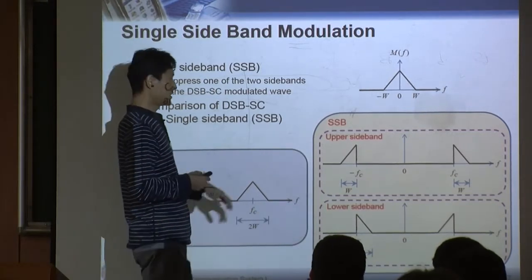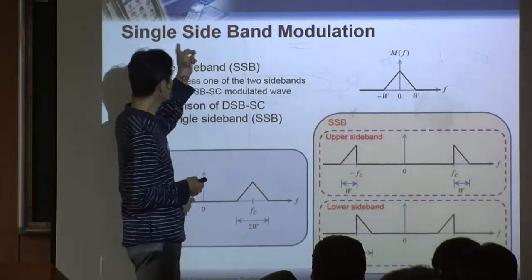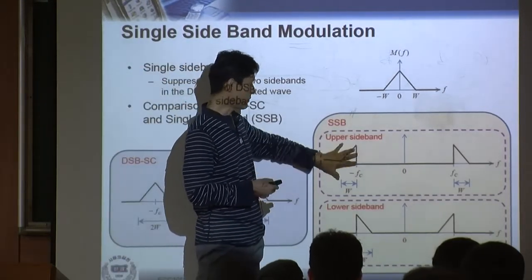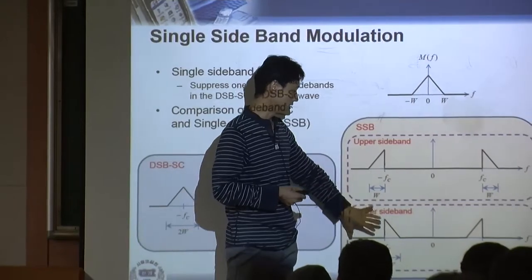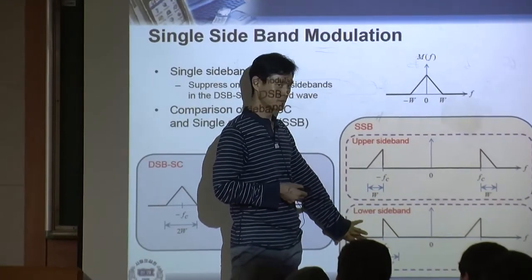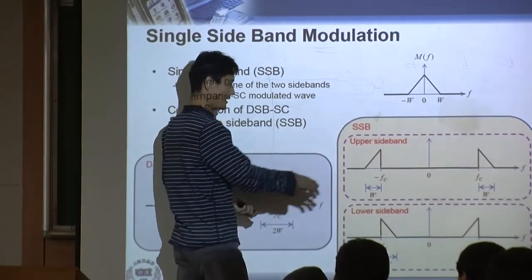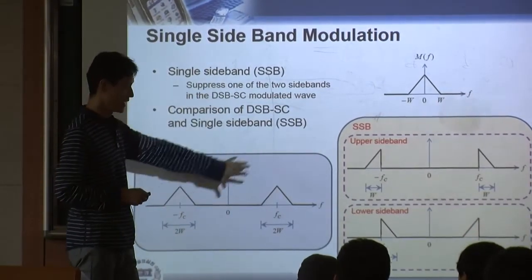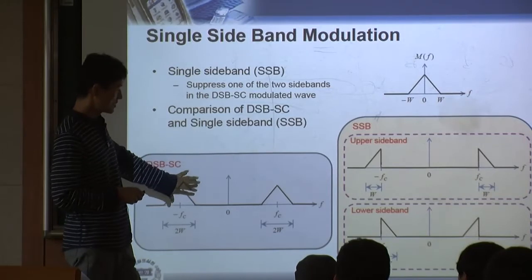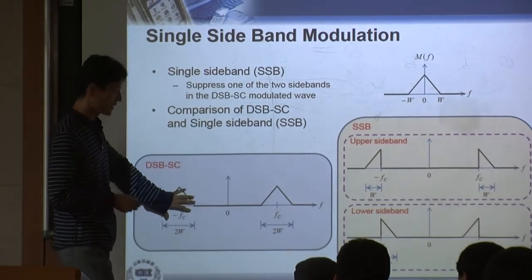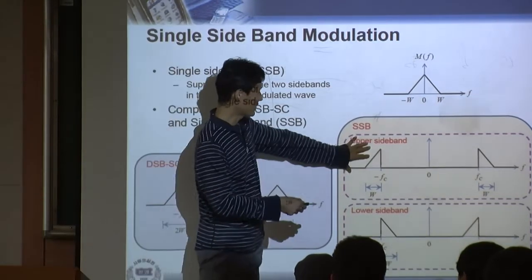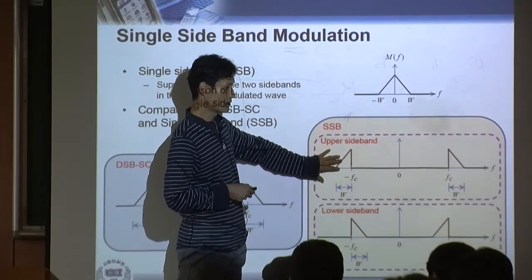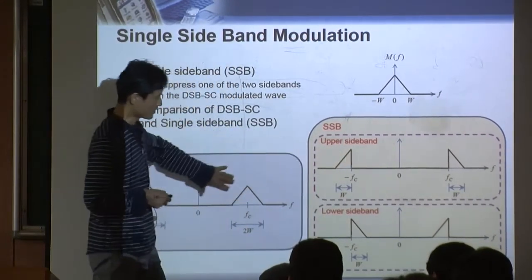Today, what we're going to talk about is single sideband. There are two different single sidebands: upper single sideband and lower single sideband. Let's compare this picture with this. Everything is in the frequency domain. So this is the double sideband frequency domain, and this is, let's say, the upper sideband frequency domain view. So when you compare these two, what's the difference?